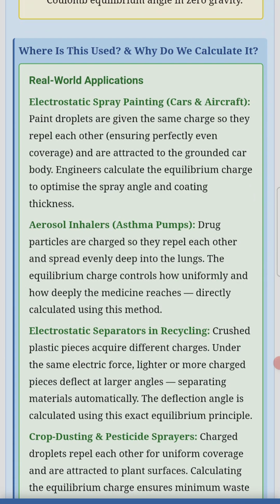Third, electrostatic separators in recycling plants. Crushed plastics acquire different charges and deflect at different equilibrium angles under the same electric force, automatically separating materials without any human sorting. Fourth, crop dusting and pesticide sprayers. Charged droplets repel each other for uniform coverage and are attracted to plant surfaces. Calculating the equilibrium charge minimizes waste and protects crops. This is why physics is not just theory, it feeds nations and saves lives. Excellent work! You have now completed all 3 narrated examples.